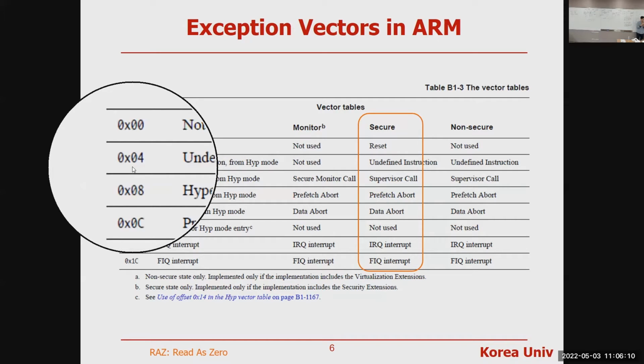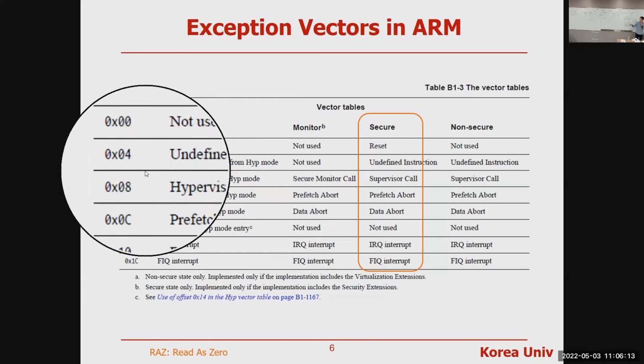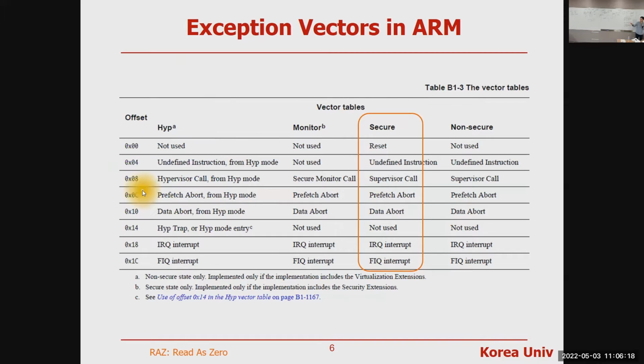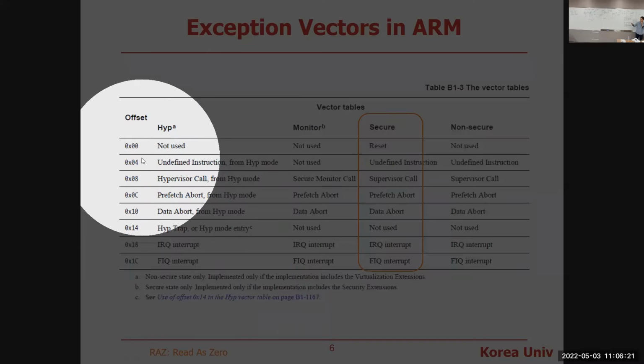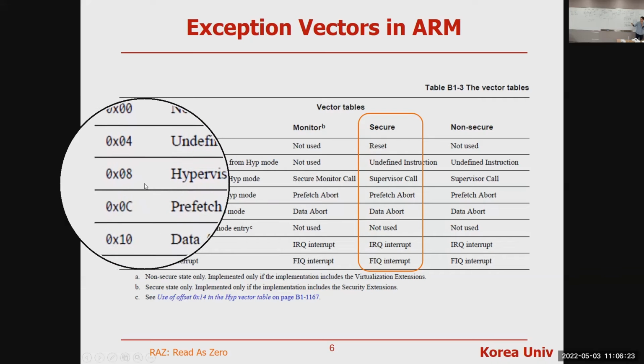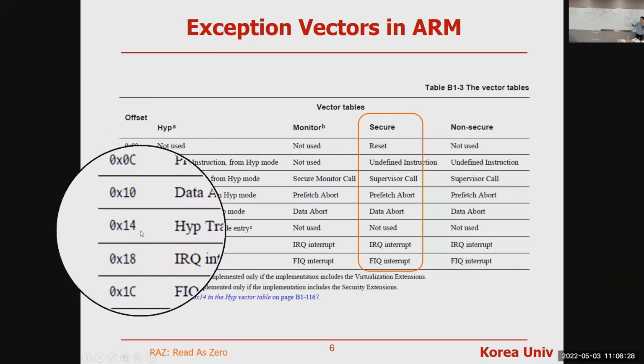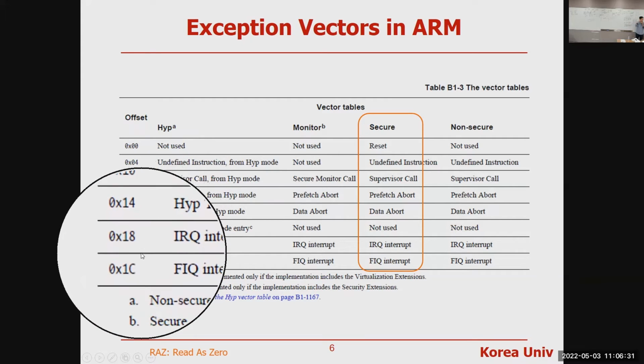Look at the numbers: 0, 4, 8, C. C is 12 in decimal. There is a 4 difference. So you can place only one machine code, one instruction, here, because each ARM instruction is 4 bytes in size. So that is the interrupt vector table, the exception vector table.